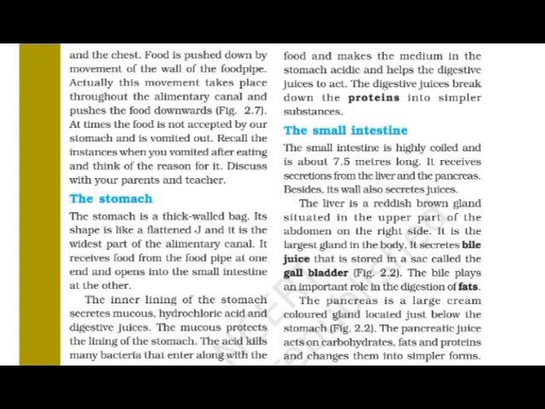Now the third one I can say, the digestive juices break down the proteins into simpler substances. Whatever protein is present in our body or in the food is digested by the stomach itself. Digestive juices present in the stomach break down the protein into simple substances and it takes place in the stomach. So I hope you understood the point, what is the role of the stomach, and what is the role of the various juices that are secreted in the stomach.